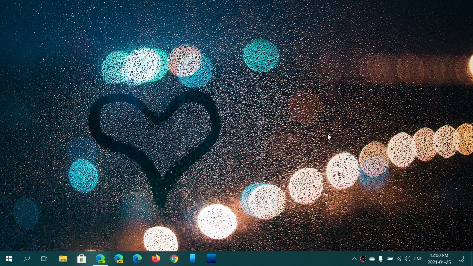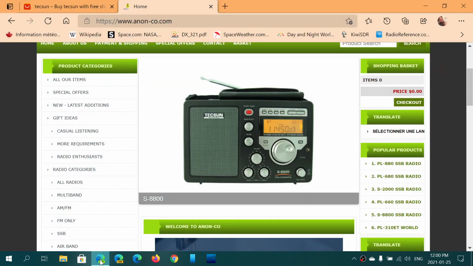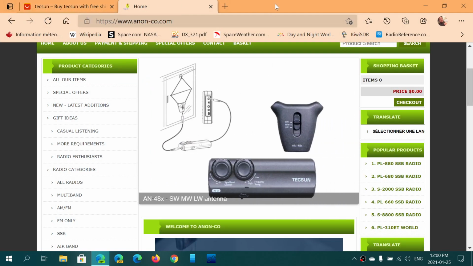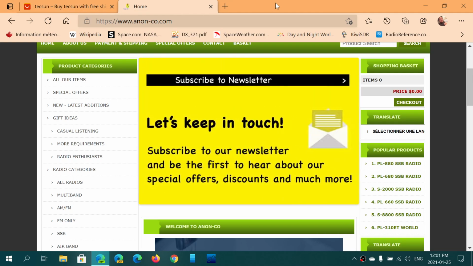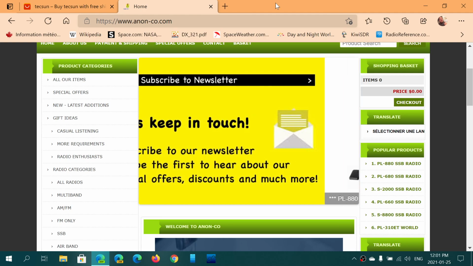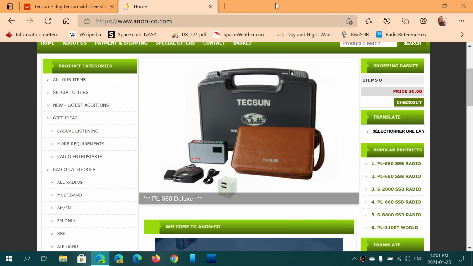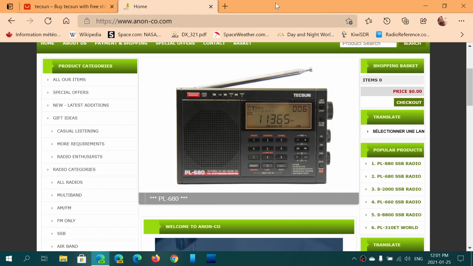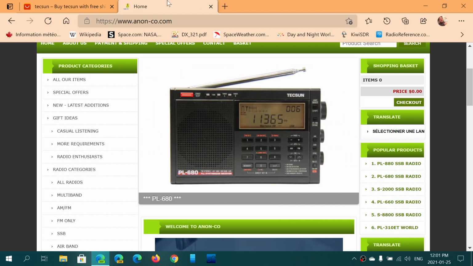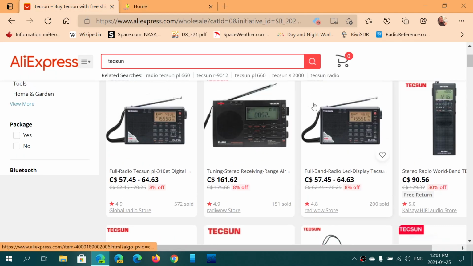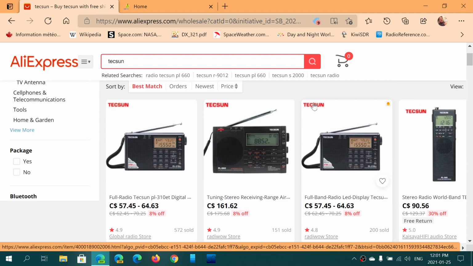One of the things you should do when you buy a radio from Tecsun is verify at Anonco rather than AliExpress. The reason is that Anonco is the distributor of the Tecsun receivers. And if it's not available at Anonco, chances are what you're seeing at other websites like AliExpress is the Chinese version, not the official release and production run version. And that is one of the things that a lot of you are looking at.